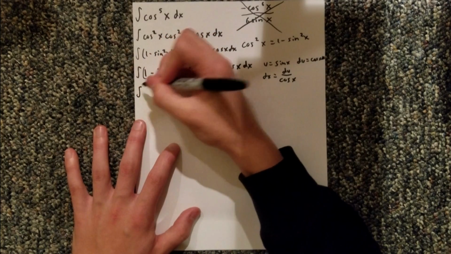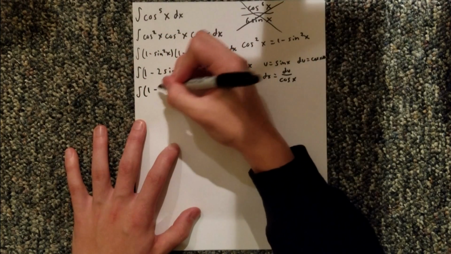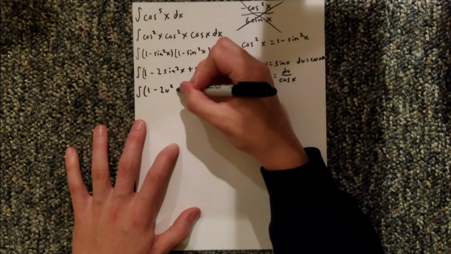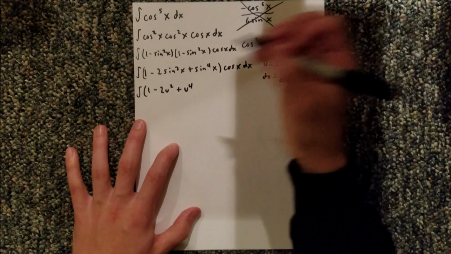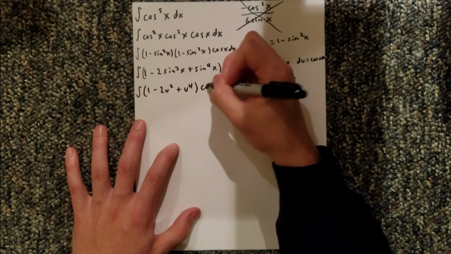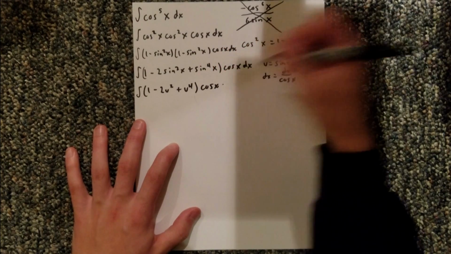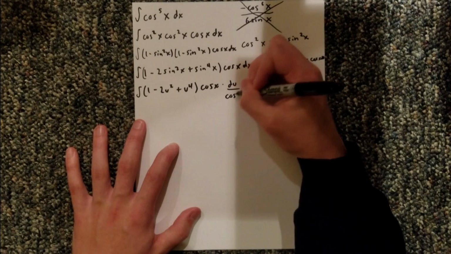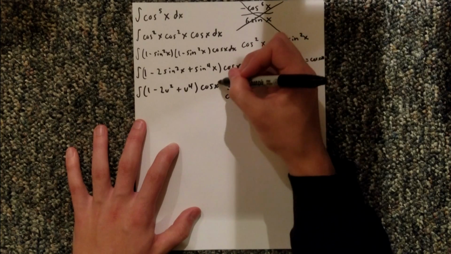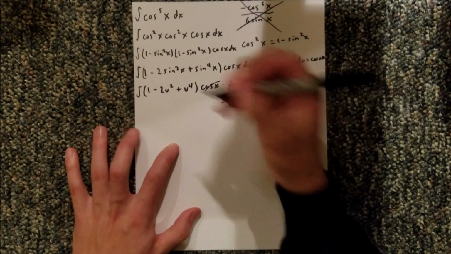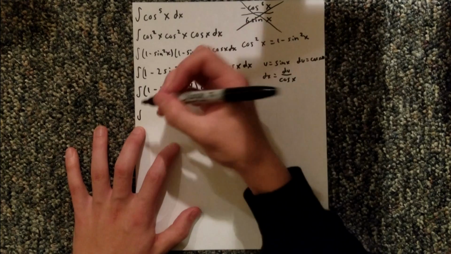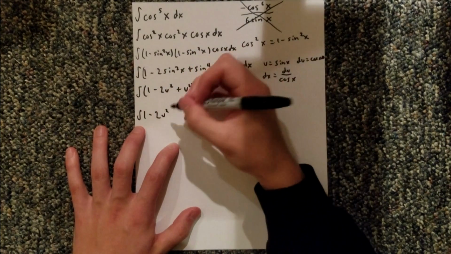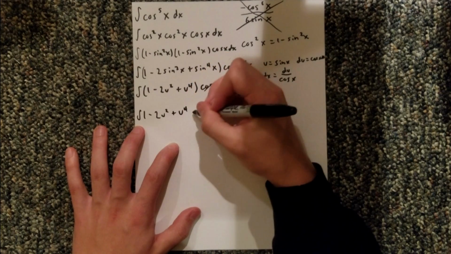So then we have the integral of 1 minus 2u squared plus u to the fourth times cosine x, and then times our dx term over here, so we got du over cosine x. And then as you can see, the cosines cancel, and then you are left with the integral of 1 minus 2u squared plus u to the fourth du.